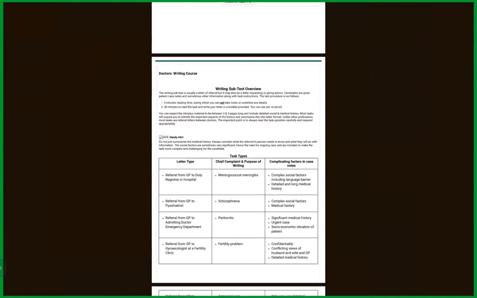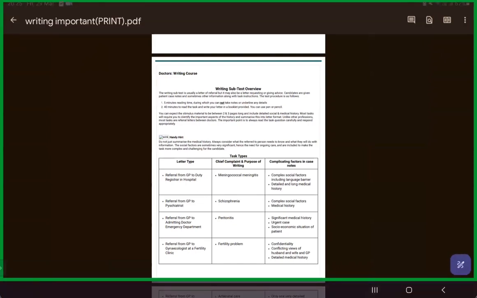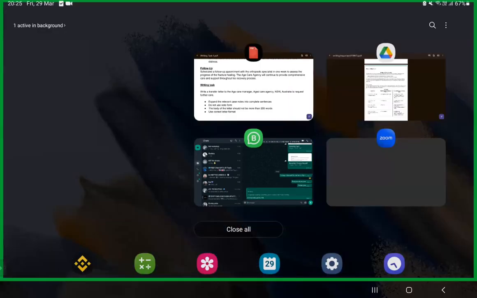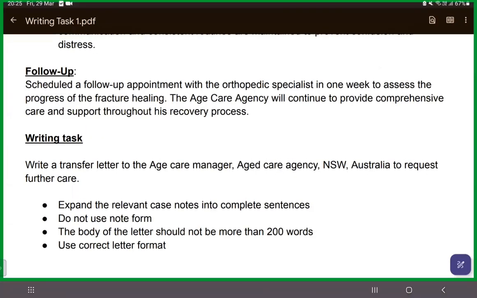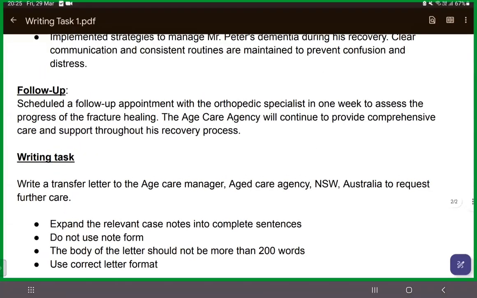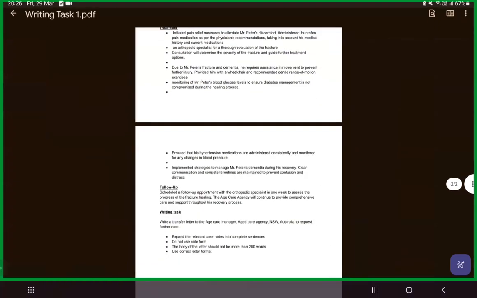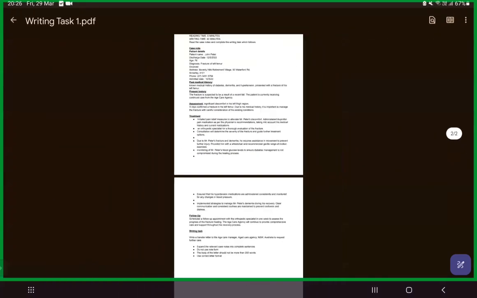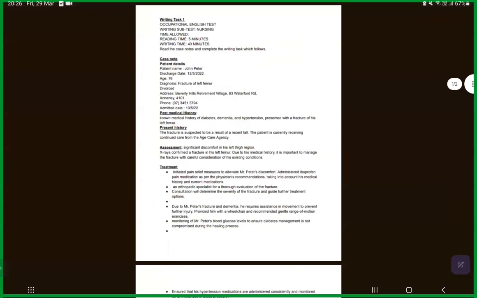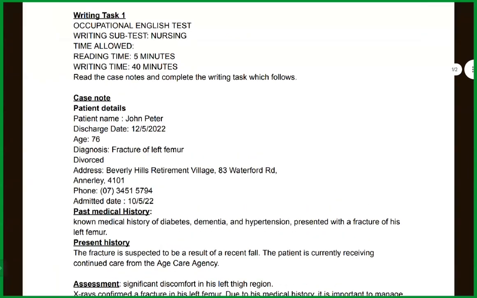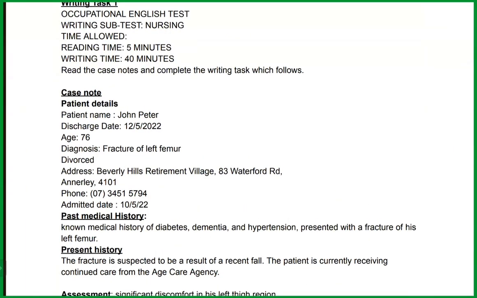Now we can see a sample letter. I'll show you a sample case note and the answer letter. So this is how your OET letter case note, writing task, and your subtest for nursing look.